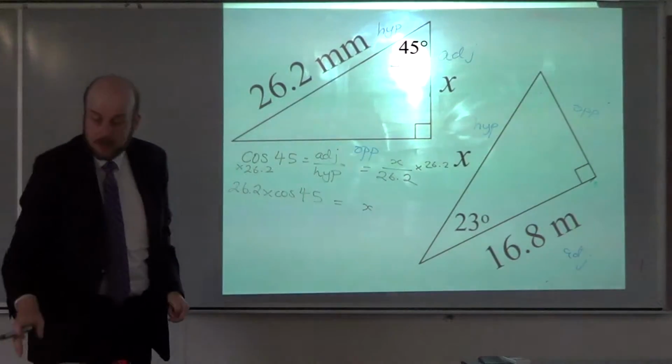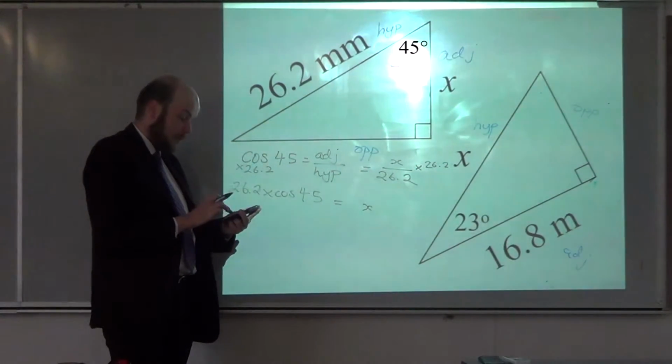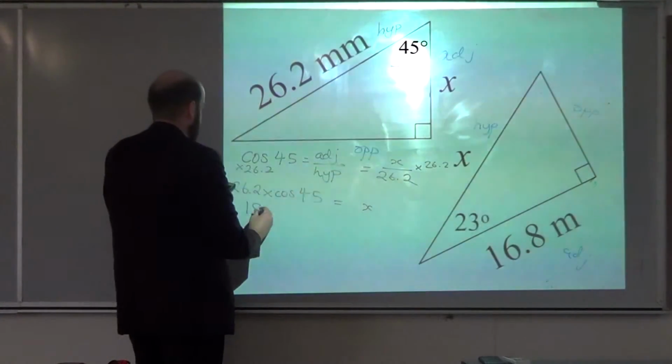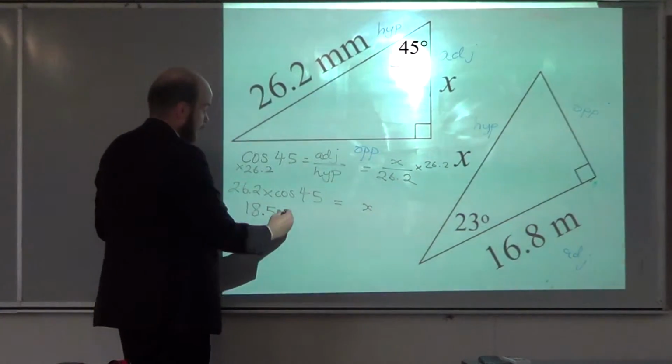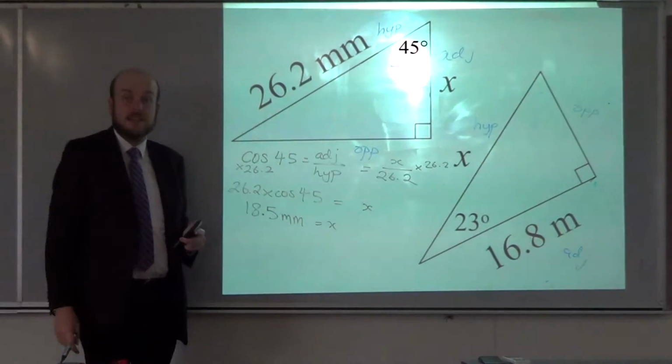And who needs to have a brain when you've got a calculator to do it for you? So 26.2 times cosine 45, and I get 18.5, to one decimal place. And this was in millimetres, so my final answer must be in millimetres. And there's our final answer.